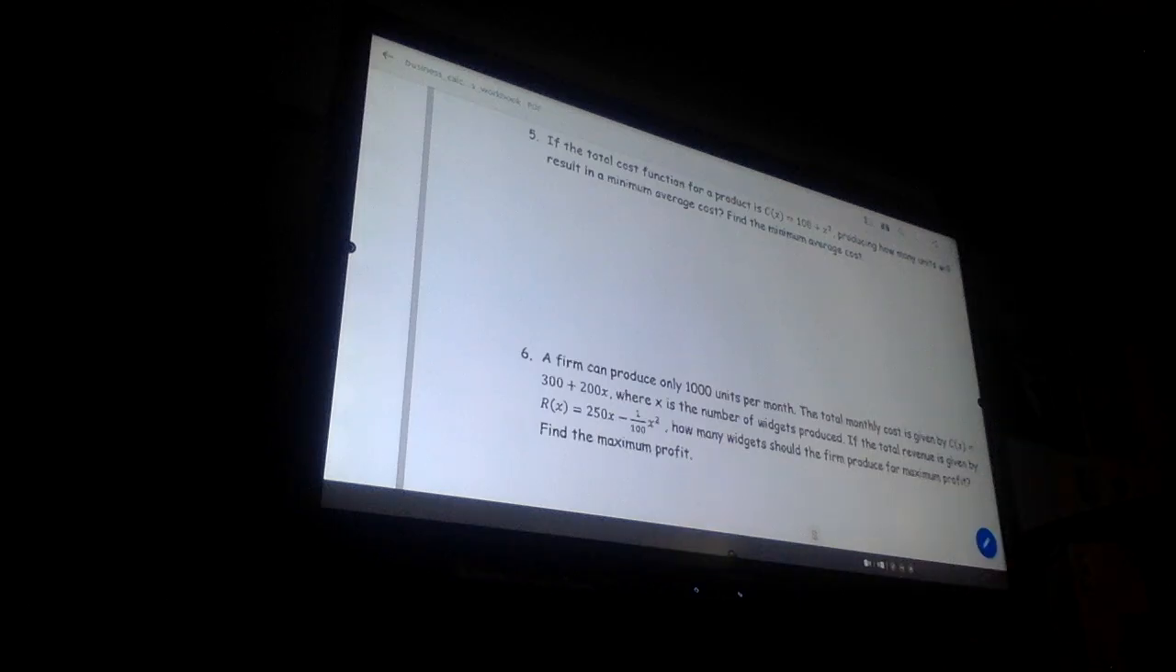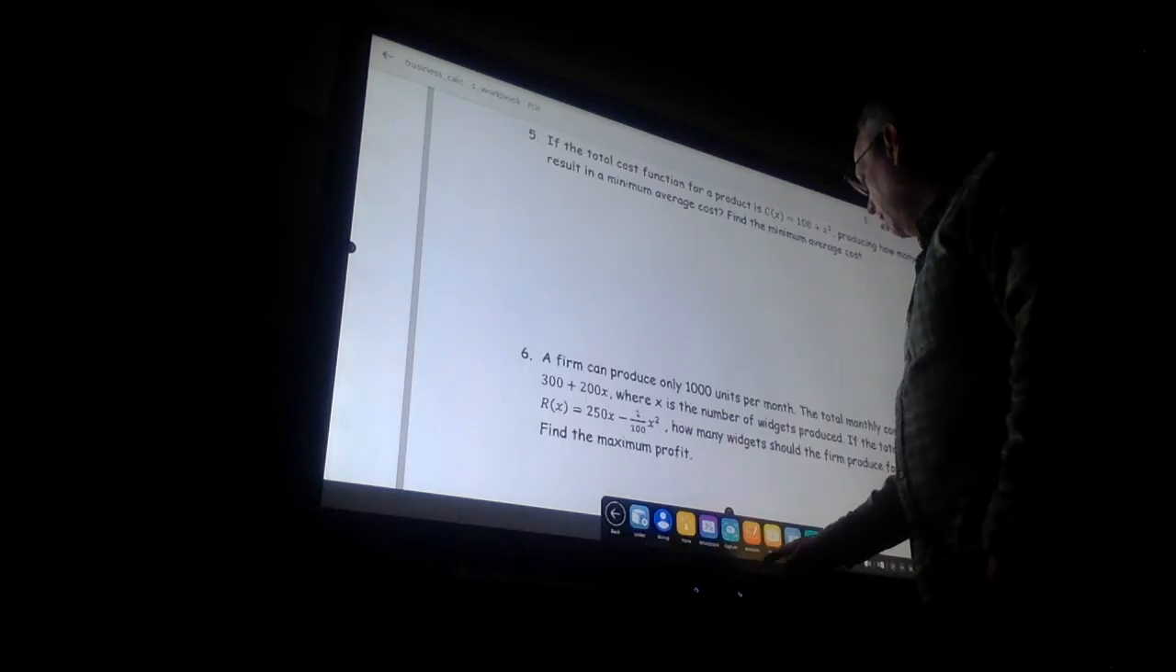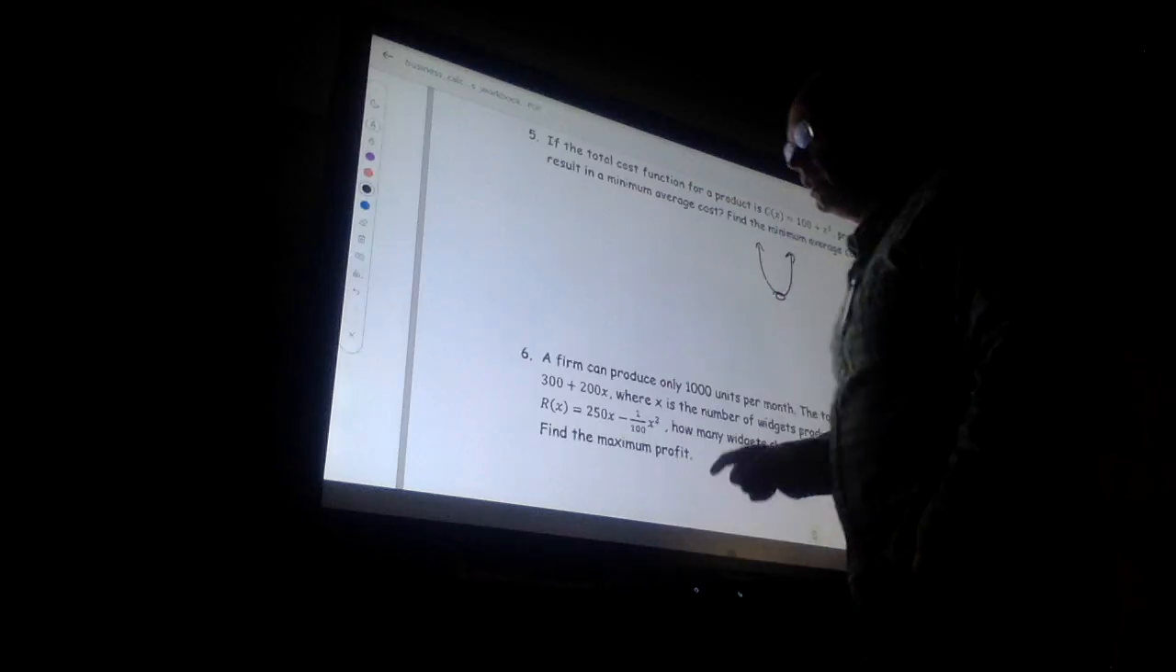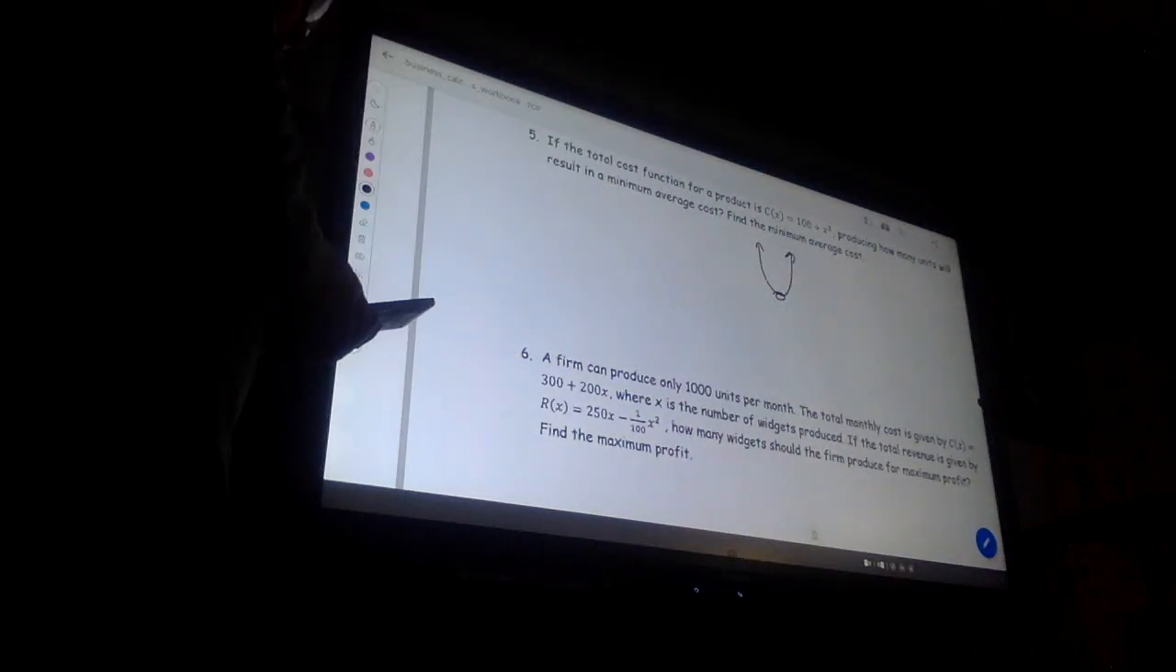If the total cost function for a product is this, producing how many units will result in a minimum average cost? Now, the reason why we have a minimum is if I graph this, it's a parabola, it does this. So we're trying to find the vertex of it. And again, the calculator or Desmos will do it nicely for you.